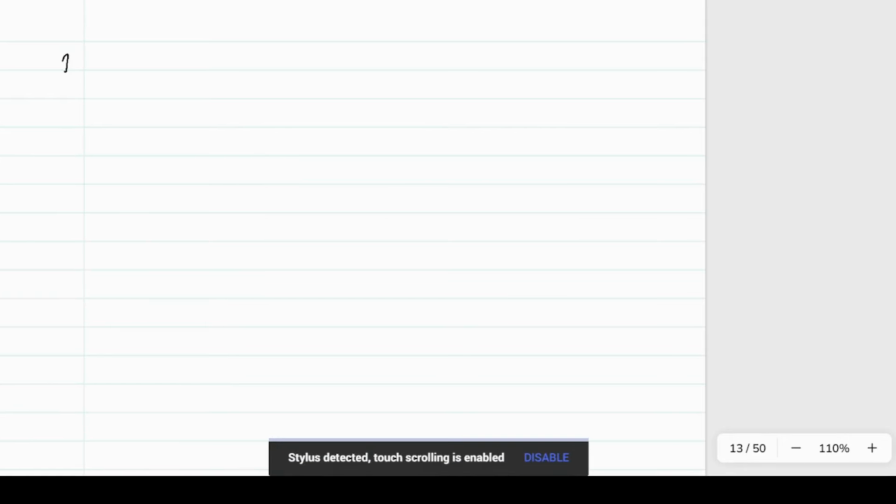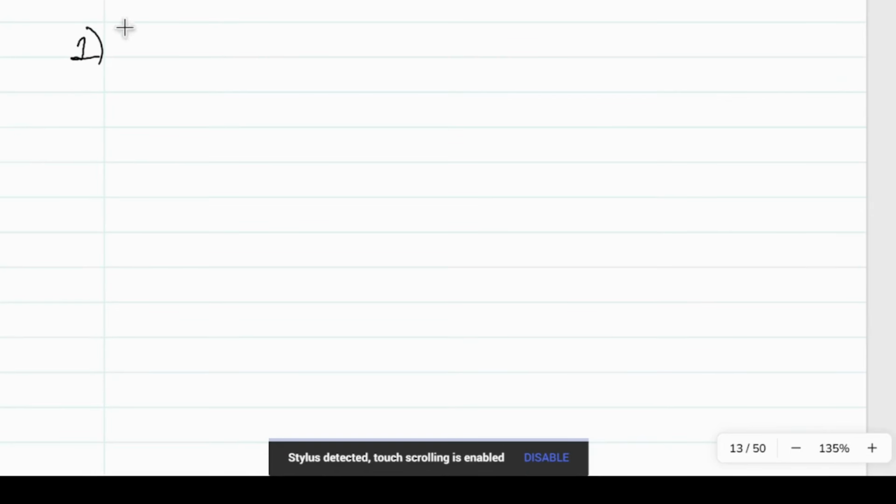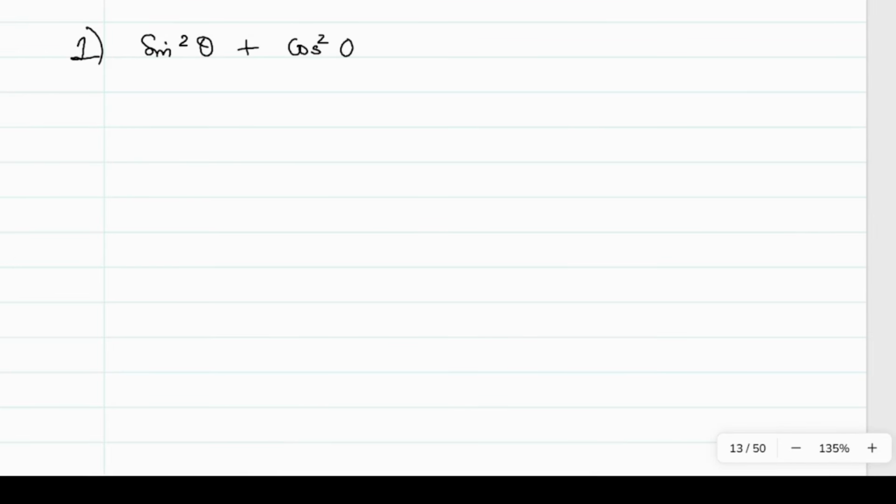Now we have to learn about the trigonometric identities. In a right angle triangle, we have the following. We have 6 identities that we can use there, and among them the first one is sin² plus cos² equal to 1. This equation we will have to learn by heart.